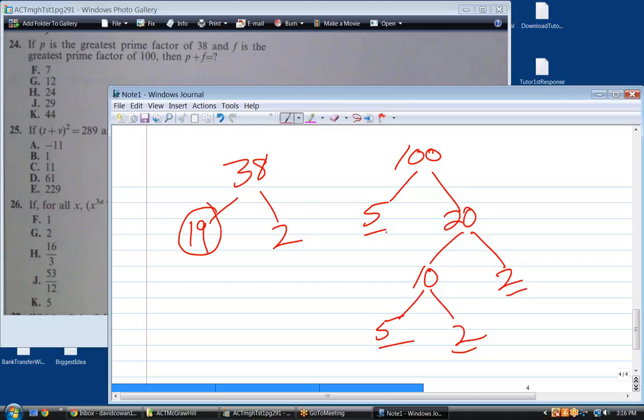What's the greatest prime? 19. No, for the 100. 5. Okay. And what is P plus F? This is P. That's F. 24. Because they said P was the greatest prime factor of 38, and F was the greatest prime factor of 100.